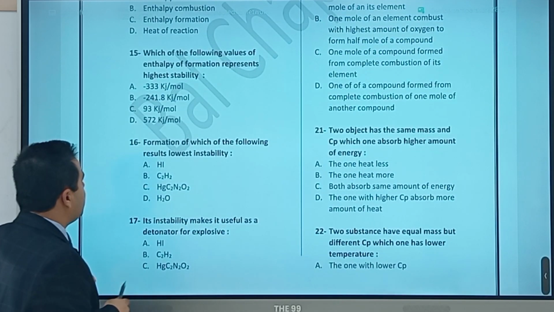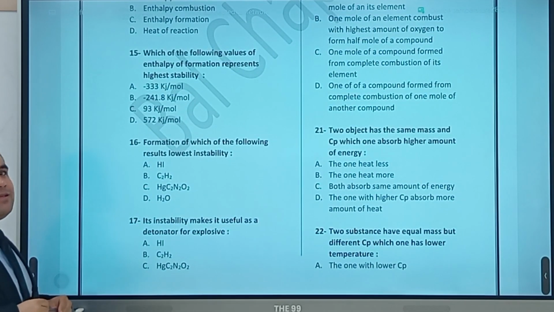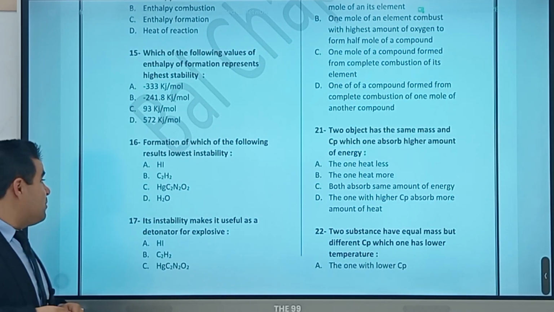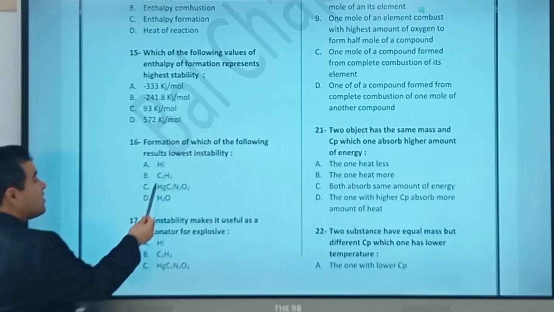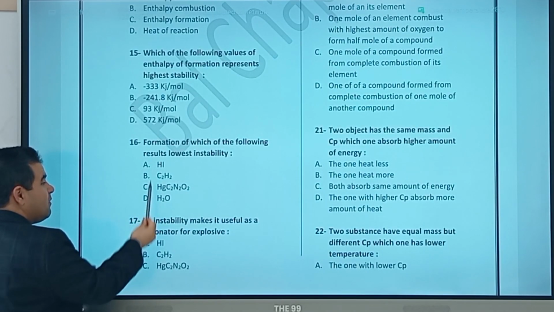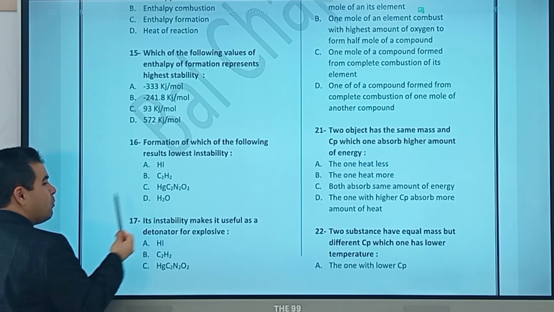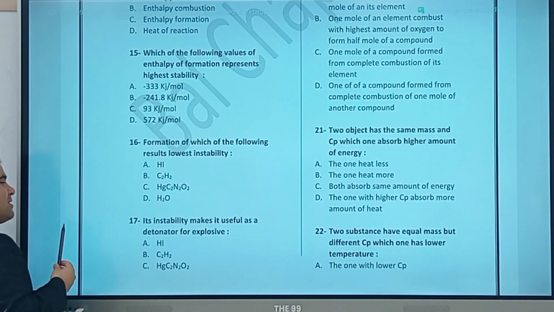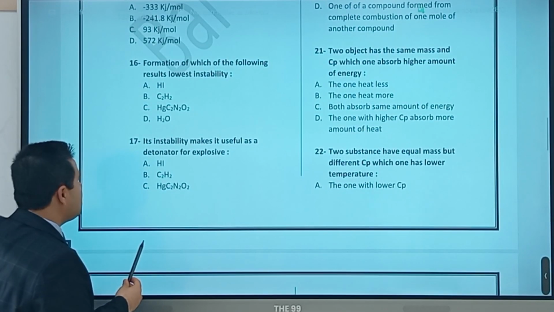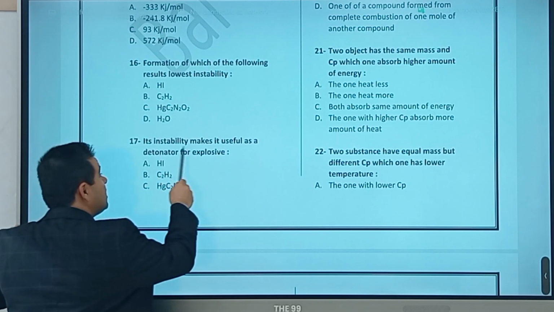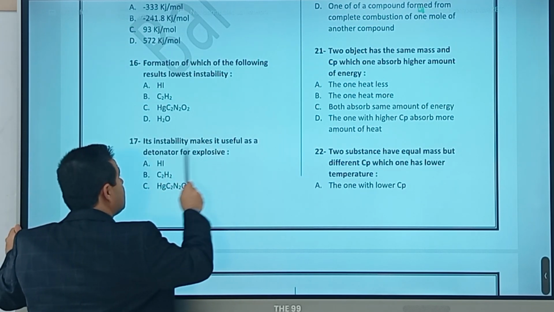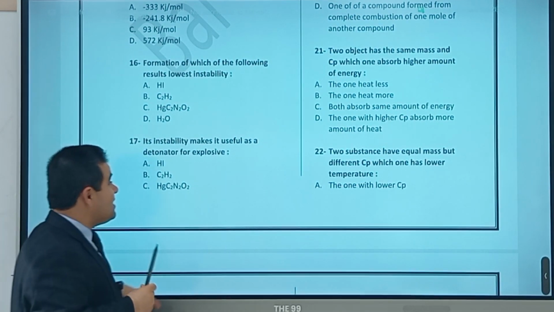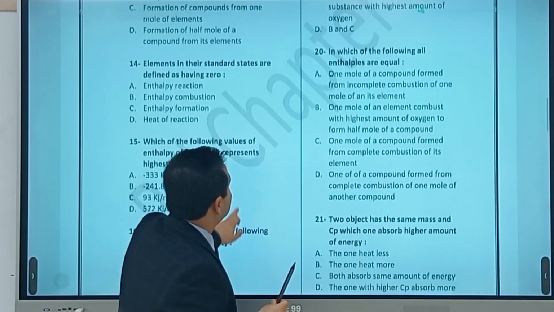Formation of which of the following results in the lowest instability? Lowest instability means highest stability. Of course, these 3 formations are positive, and this is negative. The formation of H2O has the lowest instability or highest stability. D is the correct answer. Its instability makes it useful as a detonator for explosives. Mercury fulminate. C is the correct answer.